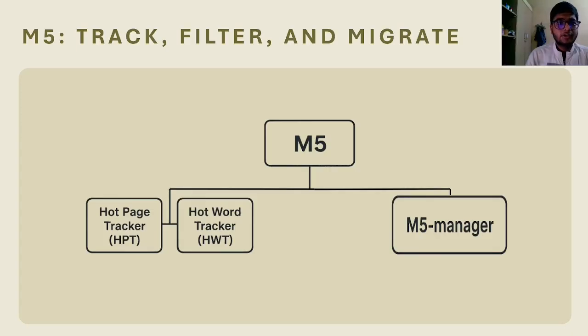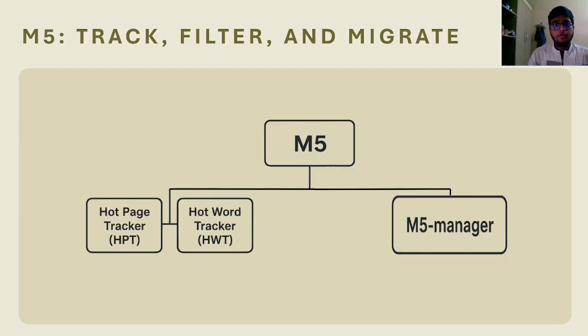Now let's move to our next section, M5: track, filter and migrate. M5 consists of two key components, the hot page tracker and hot word tracker, and the M5 manager. Earlier, we discussed the page access counters and the word access counters. These are great offline profiling solutions but not good online profiling solutions, because on every query they have to get the access counts of all the memory addresses and sort them in ascending order to get the top K memory addresses.